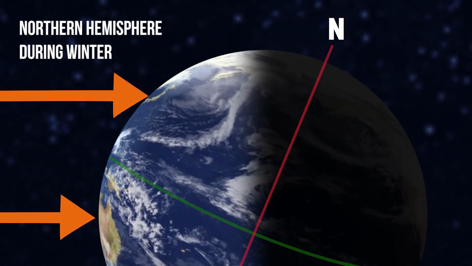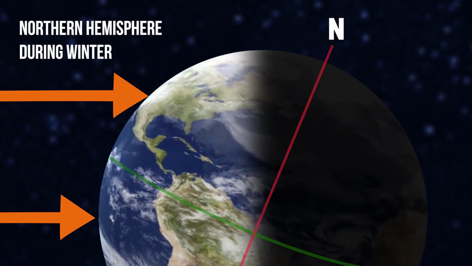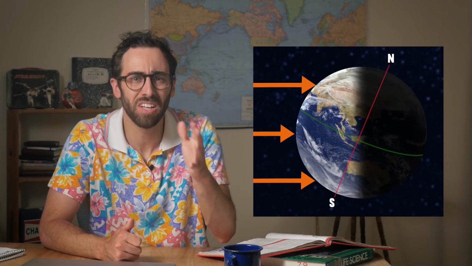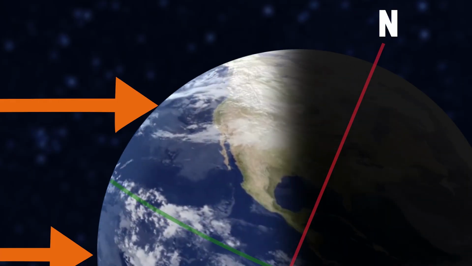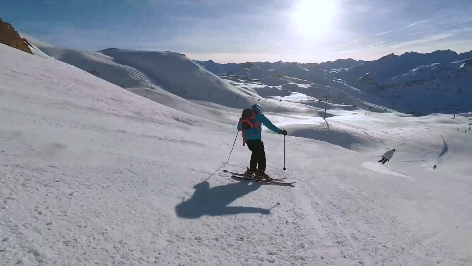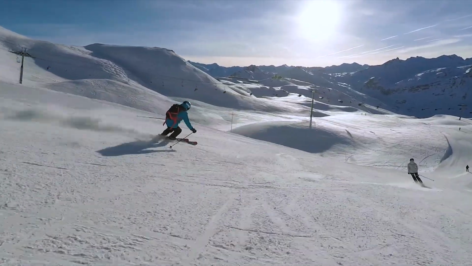During the winter, the northern hemisphere is tilted away from the sun. Take a look at the angle of the sun's rays here. It's pretty shallow, which means that it's not receiving as much energy from the sun. If an area receives less and less energy from the sun for a long period of time, then it goes into winter.